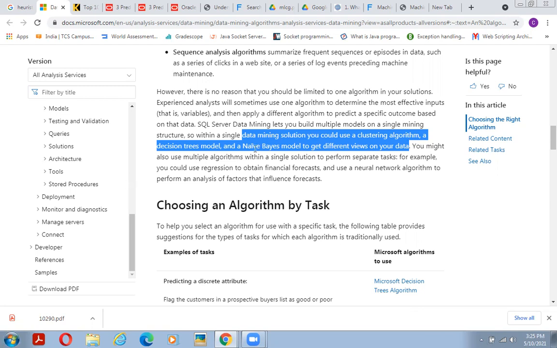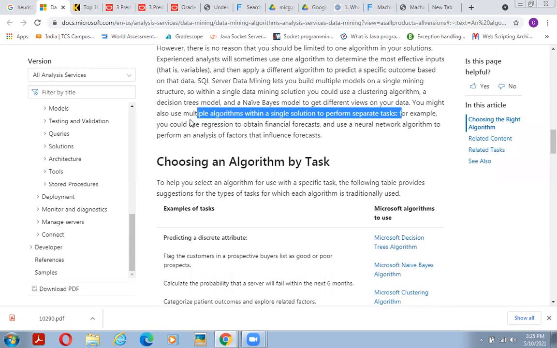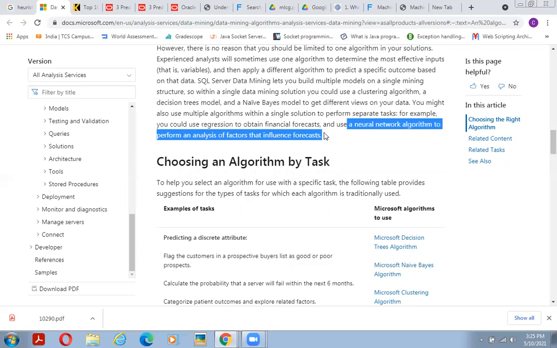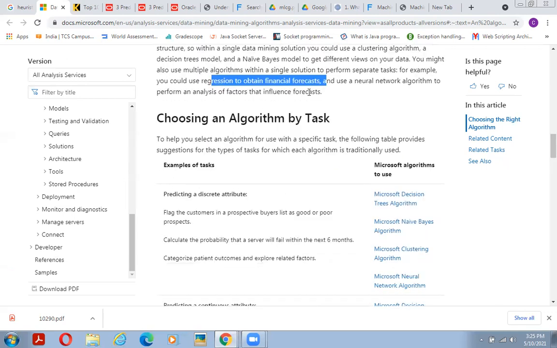For example, we can use multiple algorithms for a single solution to perform separate tasks. For example, we could use regression to obtain a financial forecast and use a neural network algorithm to perform an analysis of factors of influence on the forecast. So we are using regression for the financial forecast because financially everything is changing every time. And why are we using neural network? We are using neural network to perform analysis of factors that influence the forecast.